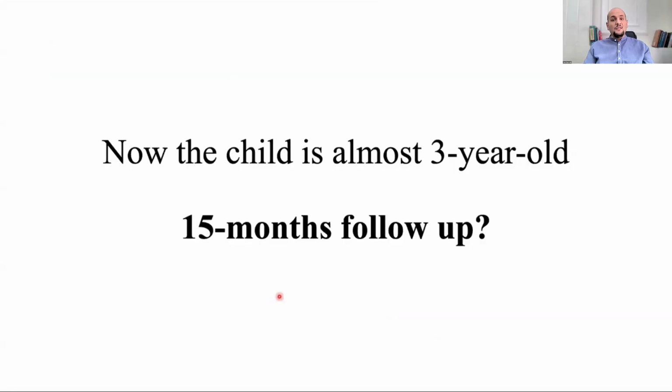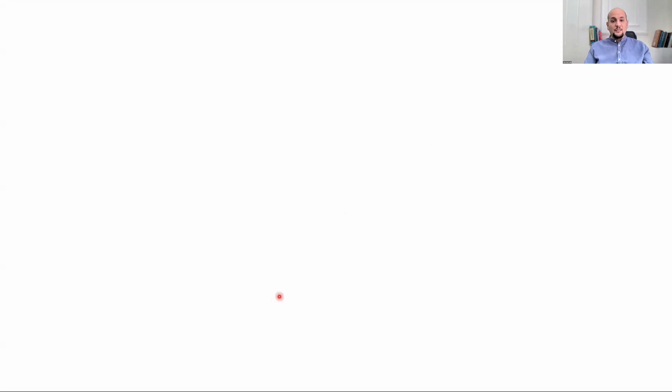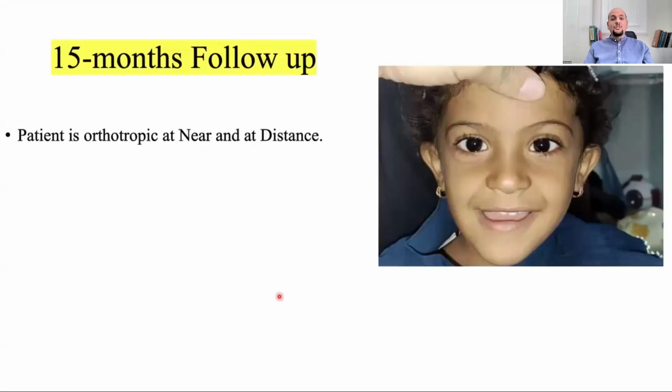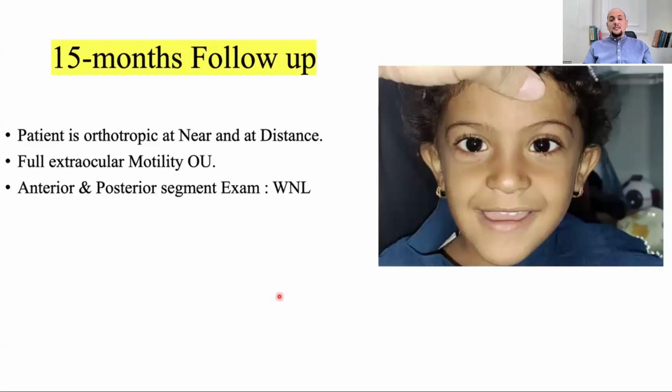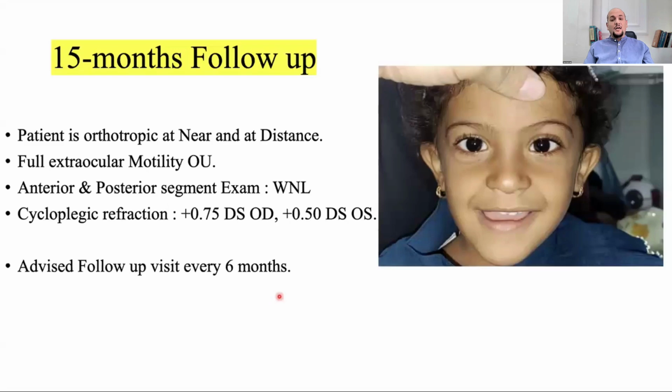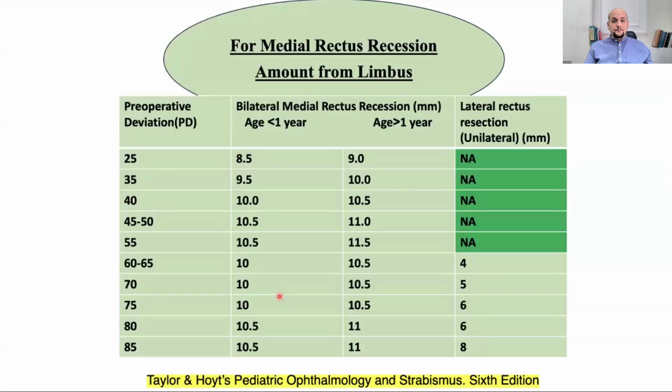Now the child is almost 3 years old. After 15 months follow-up, what happened to the patient? After 15 months, the patient is orthotropic at near and at distance, full extraocular motility, and everything is totally fine. And I advised the patient to follow up every 6 months. That is one of the most important messages. Even if the patient becomes ortho, you need to follow up the patient for the vision, for any other visual problems. So regular follow-up is a must.